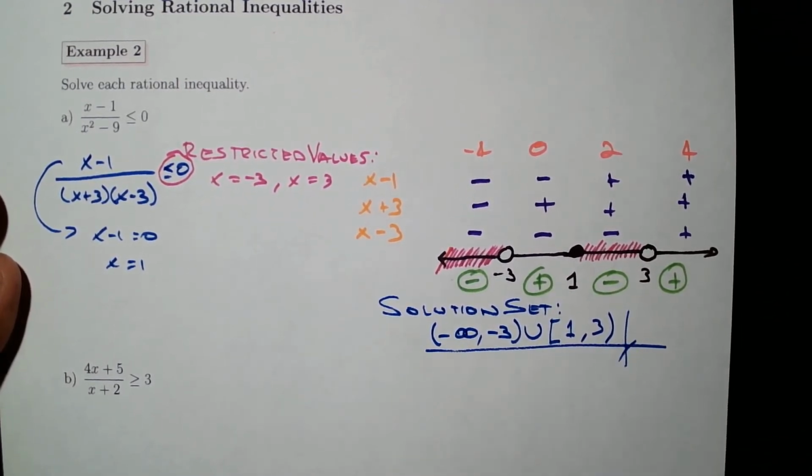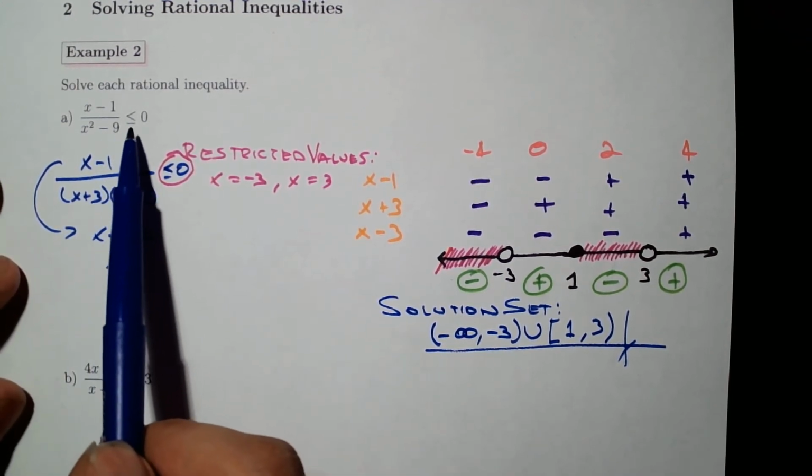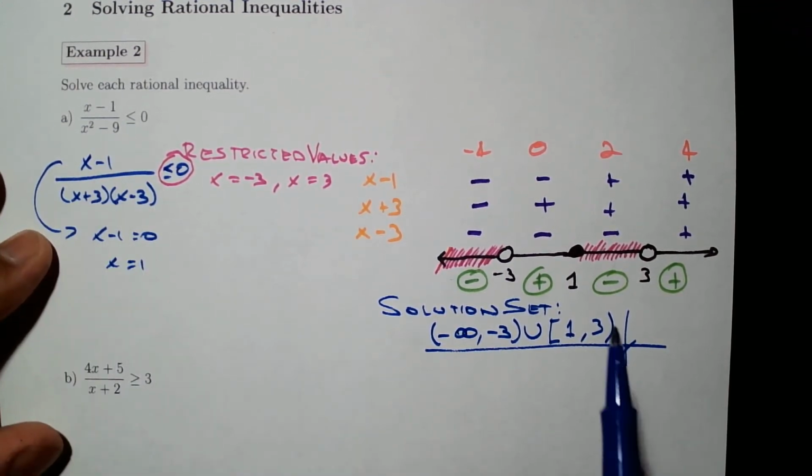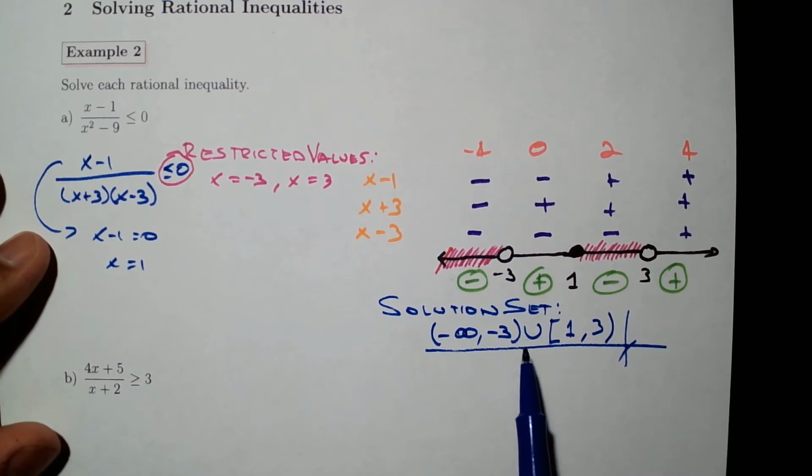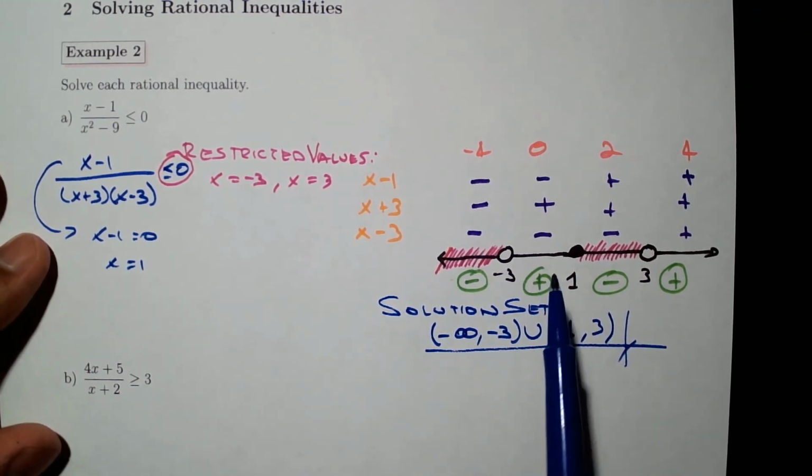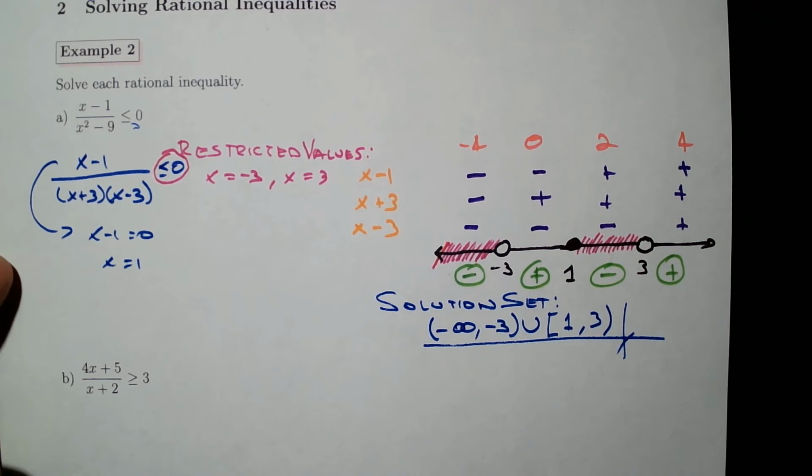So again, be careful when it comes to rational inequalities. Even if you have the equal part, some of them are still going to be parentheses or open bubbles because those come from the denominator. Those are restricted values. All right, let's look at another example.